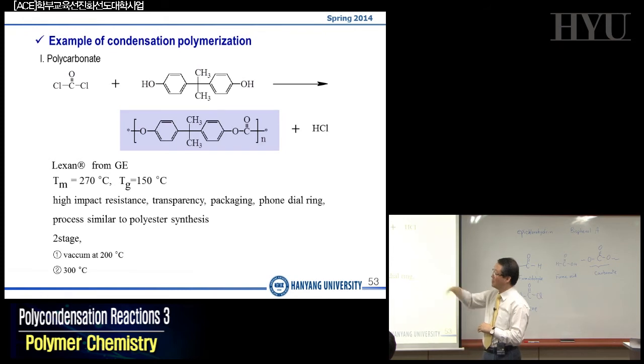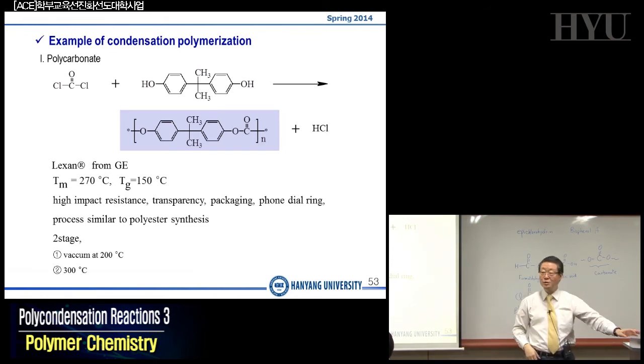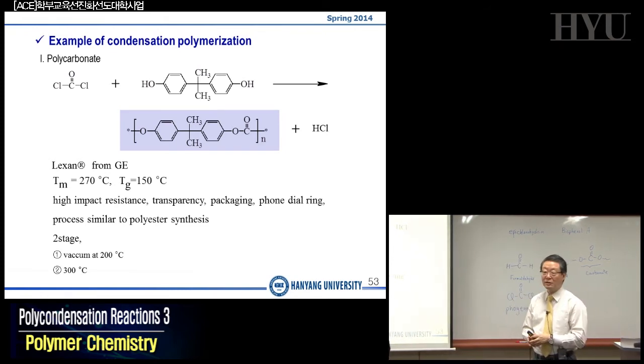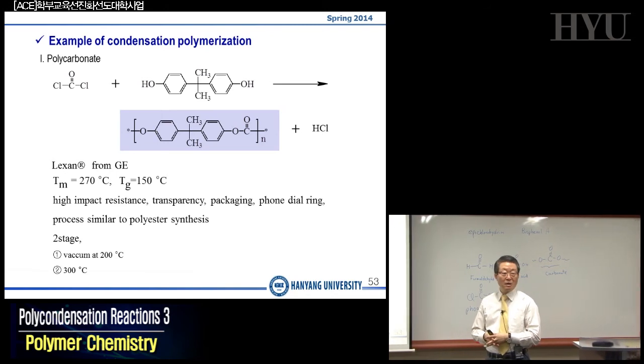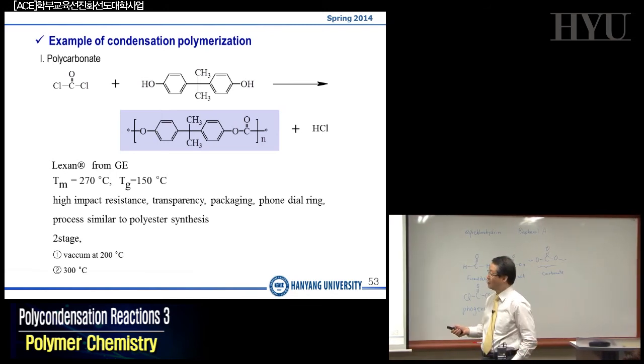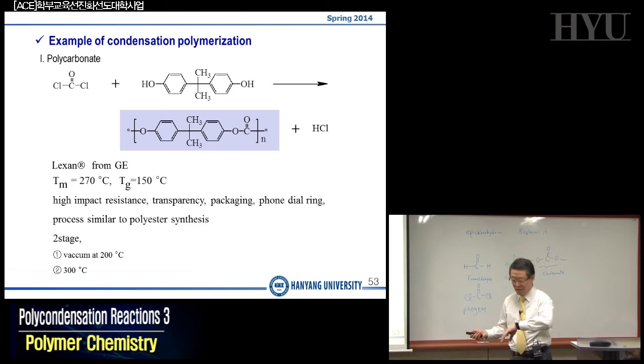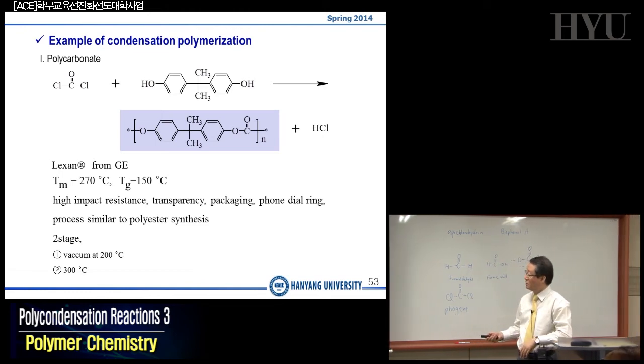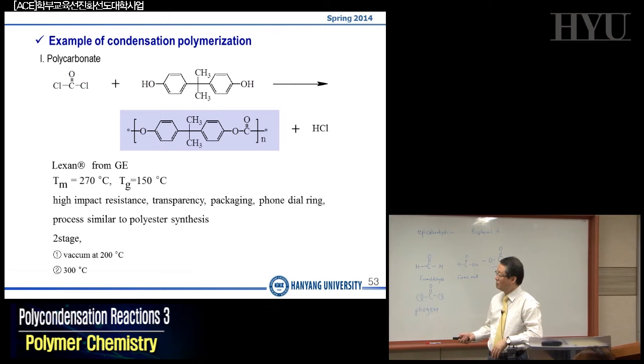But this Lexan was sold to a Saudi company called SABIC, S-A-B-I-C. And Lexan is produced by SABIC right now. It's produced by a two-stage reaction under vacuum. And if you heat it up at 300 degrees C, you can produce this polycarbonate.